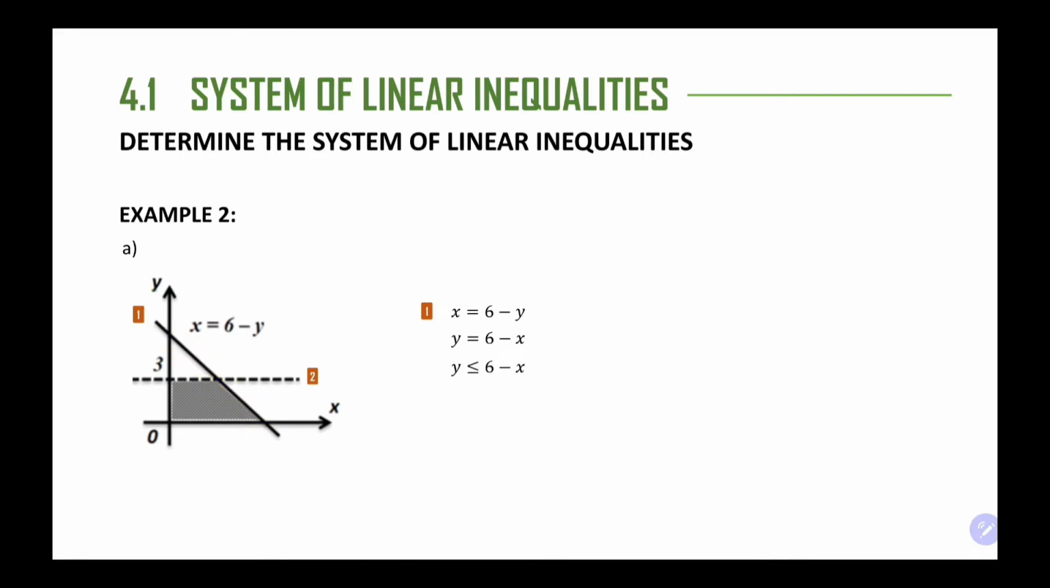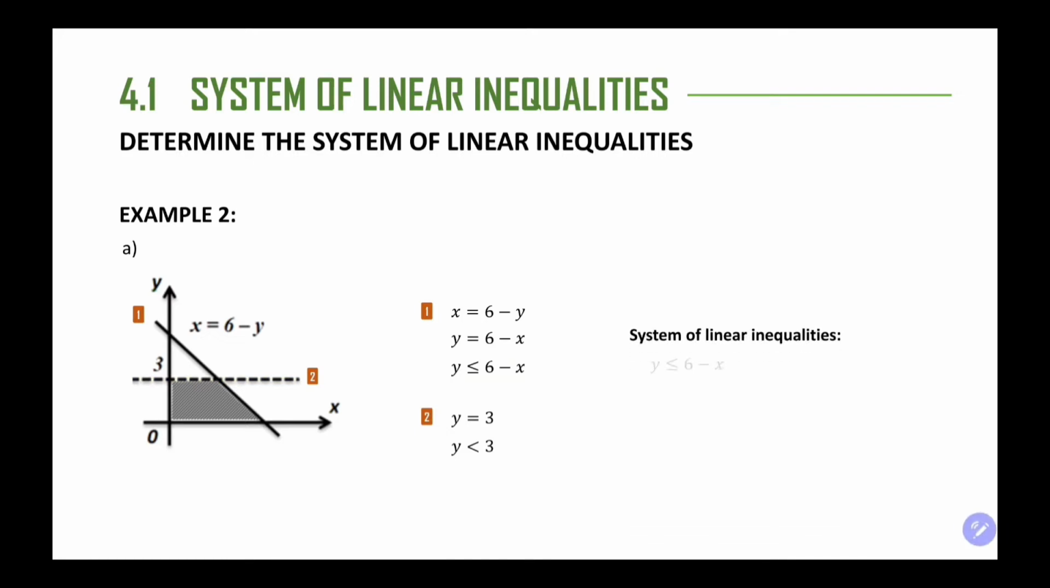And second line, we have straight line at y equals to 3. So we put y equals to 3. Since the region below the line, so we put y less than. And this line is broken line, so doesn't have equal sign. So we just put y less than 3. Then we conclude our system of linear inequalities.